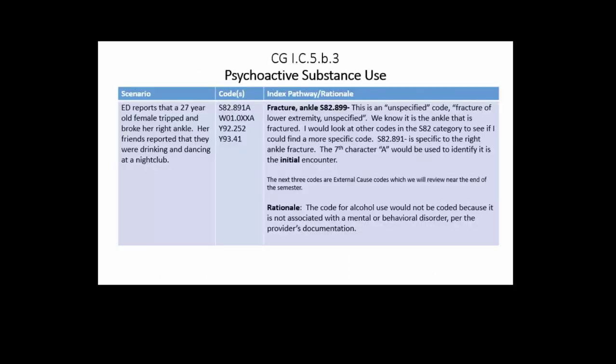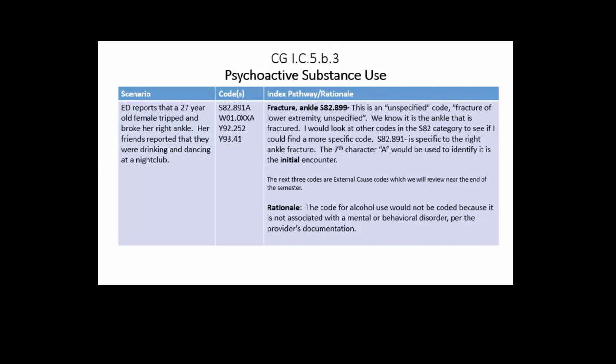The next guideline has to do with psychoactive substance use, and if it does or does not affect a given situation. If the physician had written that a 27-year-old female tripped and broke her right ankle, and her friends reported they were drinking and dancing, it does not in any way state that she has an alcohol abuse problem or dependence problem, so you would not code that. You wouldn't want to add that to this record.